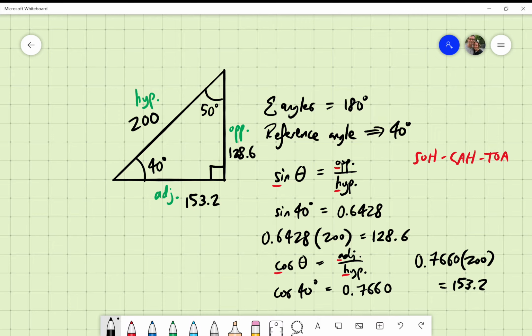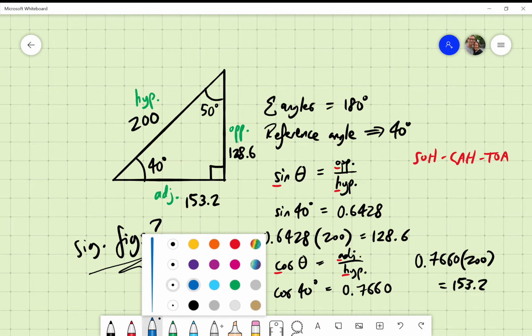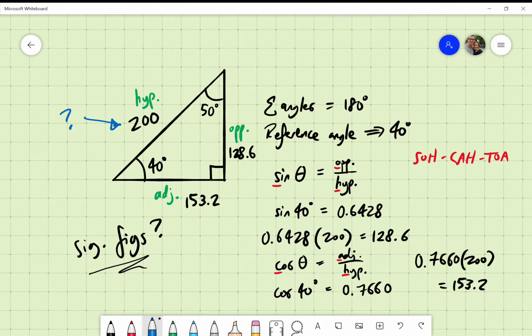Now, a little bit of clarification on significant figures. I checked in with Mr. Hurt over the past week, and I need to actually go back and correct something that I said. Some of you might have noticed that when I wrote 200, but then I gave my answers as 128.6 and 153.2, in other words, I gave an answer with 4 significant figures, but how many did I have in that original 200? Well, that's kind of a funny question, actually. How many significant figures is that?